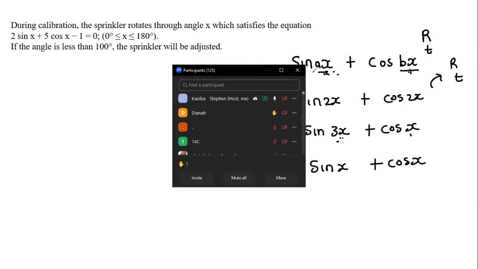Diana, you do not have a microphone, so someone can support Diana on how to join.